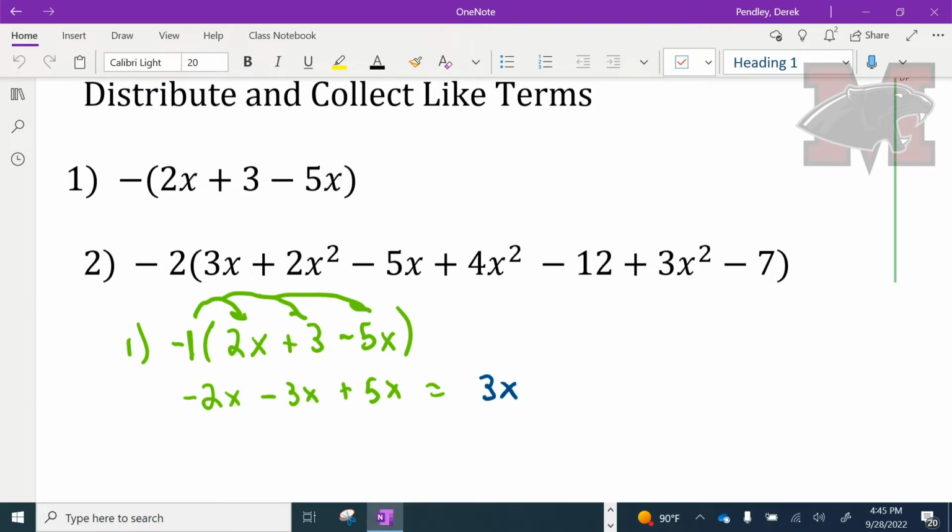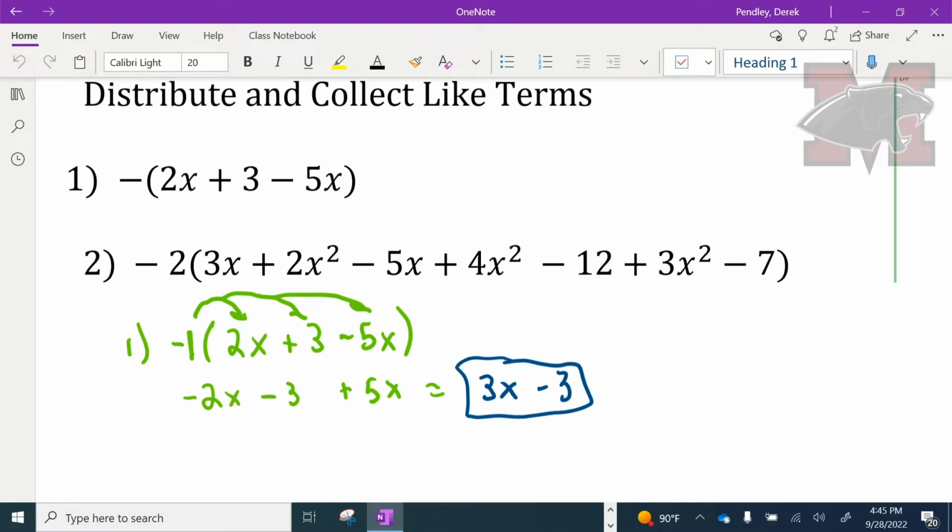And I just realized I wrote an x in there when it shouldn't have been. All right. So it should be negative 2x minus 3 plus 5x. Then we have negative 2x plus 5x is 3x minus 3. So this is your answer.